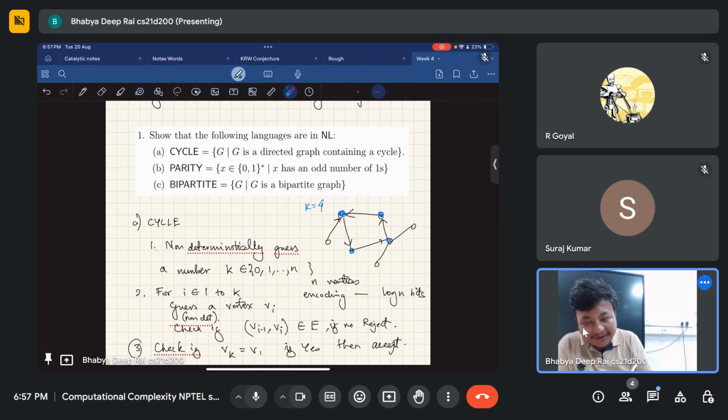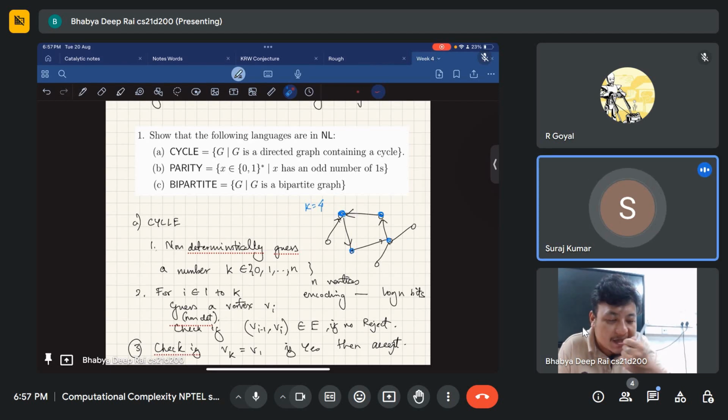But let's say I'm remembering this path. How long can one path be? N minus 1 length, right? How long can a cycle be in the graph G? It can be n length, meaning, sorry, it can have n vertices, right?